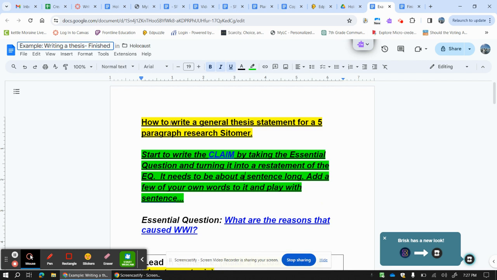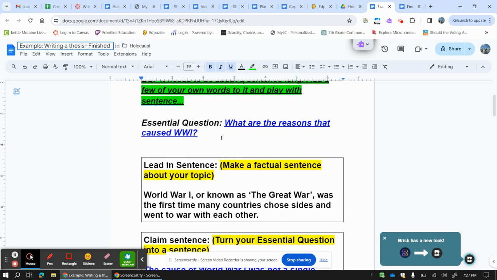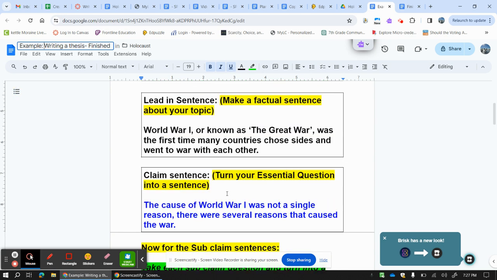And it says here, this is how you write a statement for a 5-paragraph research paper. Start to write the claim by taking the essential question and turning it into a restatement of the essential question. You're going to make it a sentence. So here's what I mean. What are the reasons that caused World War I? Well, we're going to make that an actual sentence, and I'll do that right here on step number 2. That is, the cause of World War I was not a single reason, but there were several reasons that caused World War I.